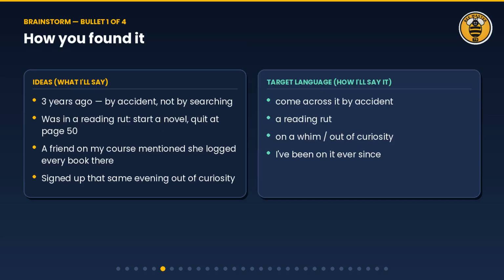Bullet 1. How you found it. Notice that Lynn does not say a friend recommended it and stop there. She dates it, she gives the reason she was looking, and she gives the emotional context. A reading rut. That single phrase does more for her lexical score than a whole sentence of plain description.